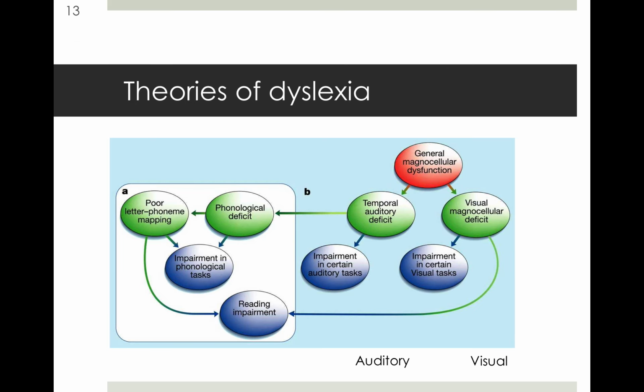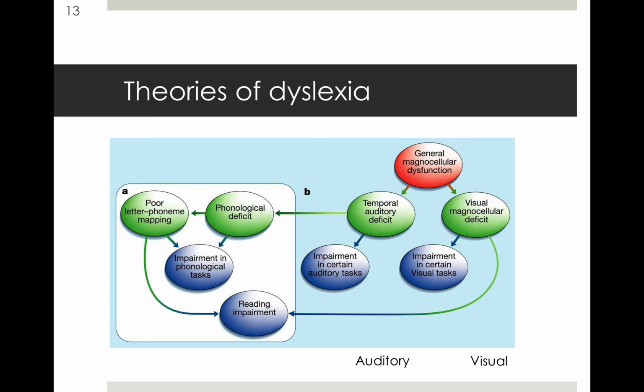So there are essentially two major views of why dyslexia might occur. It could be that what we call dyslexia is really just a grab bag of different impairments, some of which are more visual, others more auditory. And so the two classes of theories are visual and auditory.